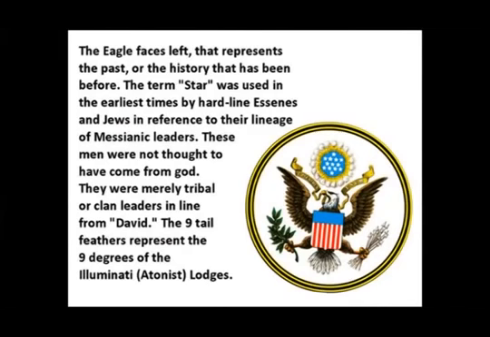The term star was used in the earliest times by hardline Essenes and Jews in reference to their lineage of messianic leaders. These men were not thought to have come from God. They were merely tribal or clan leaders in line from David. The nine tail feathers represent the 9 degrees of the Illuminist or Atonist lodges.